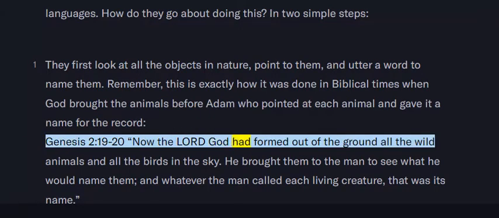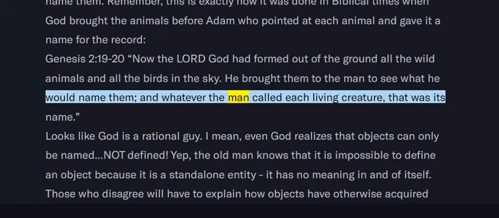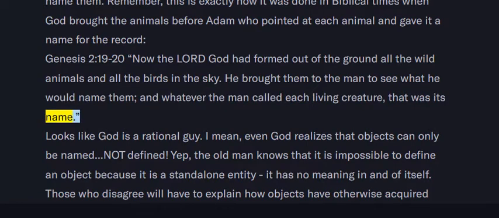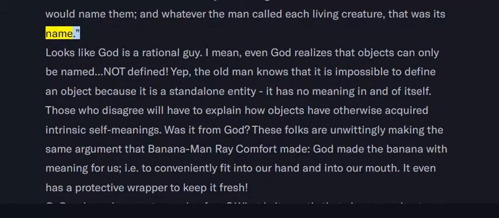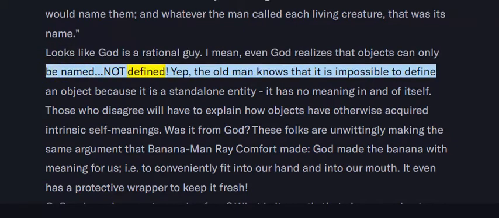Now the Lord God had formed out of the ground all the wild animals and all the birds in the sky. He brought them to the man to see what he would name them, and whatever the man called each living creature, that was its name. Looks like God is a rational guy. I mean, even God realizes that objects can only be named, not defined.